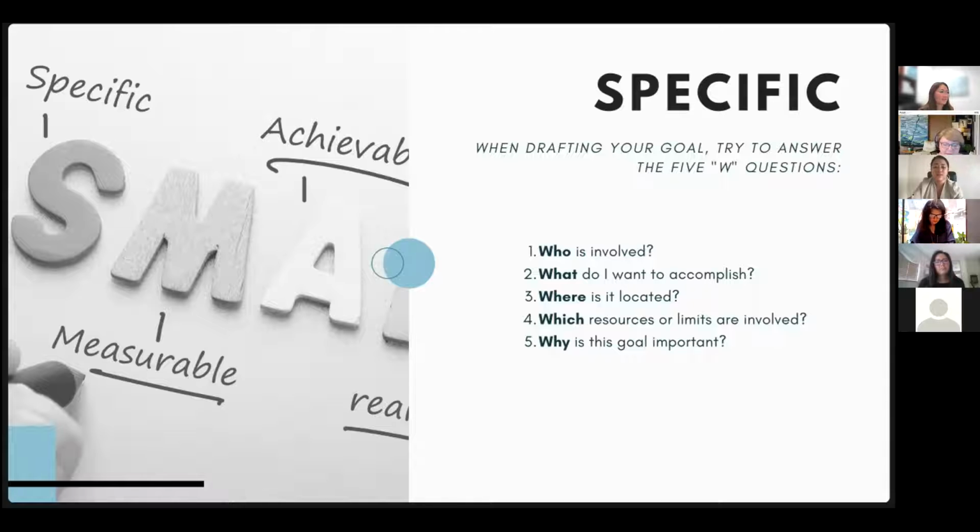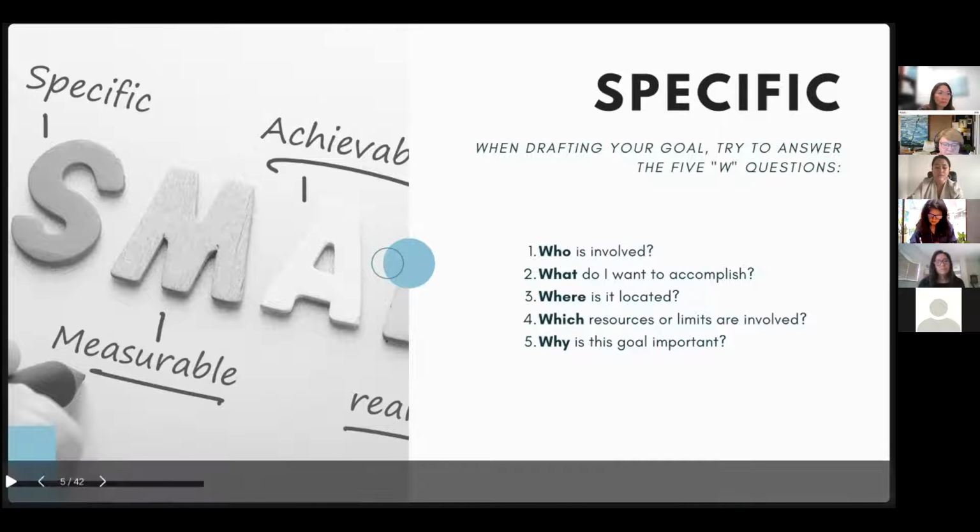And the last question, why? Why is this goal important? What is the reason for the goal? And when it comes to using this method for employees, the answer will likely be along the lines of company advancement or career development. But in terms of you being a business owner, why is this goal important to achieving your overall end goal?